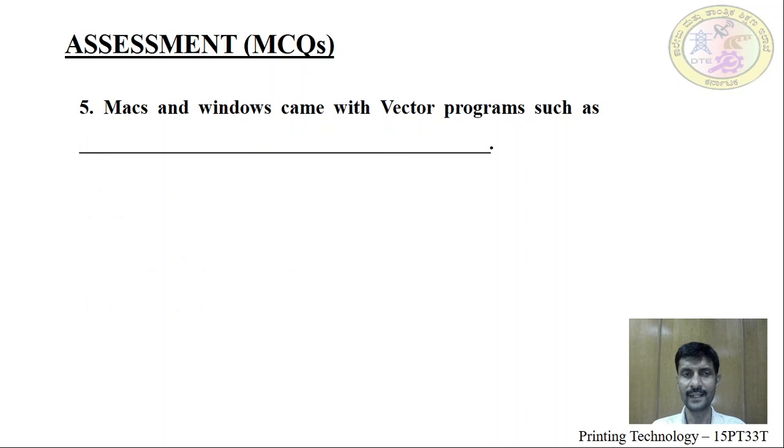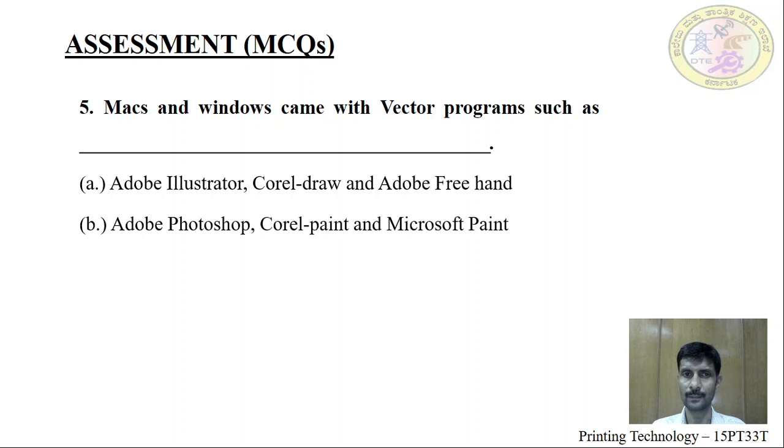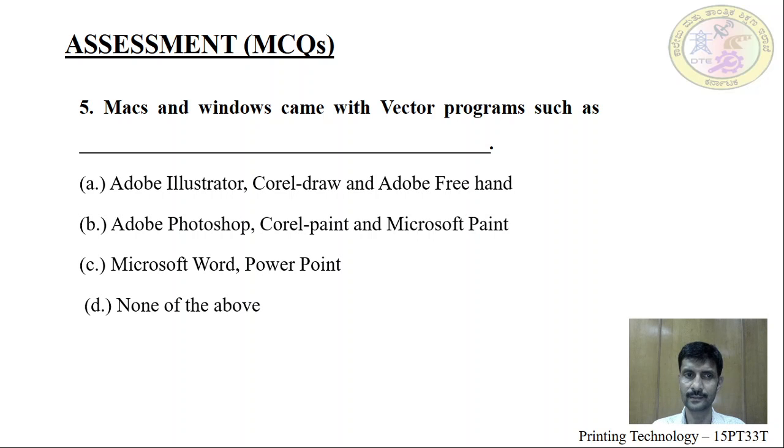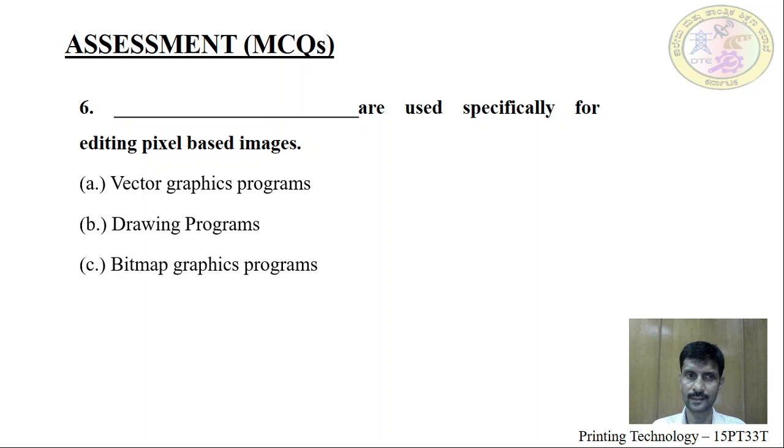Next question. Mac and Windows came with vector programs such as Adobe Illustrator, CorelDRAW, Adobe Freehand, Adobe Photoshop, Corel Paint, and Microsoft Paint, Microsoft Word, PowerPoint, and none of the above. Next question. Dash are used specifically for editing a pixel-based image, which means it is made up of dots. A particular dot can be edited. First option is vector graphics programs, second is drawing programs, third is bitmap graphics programs, and finally none of the above.